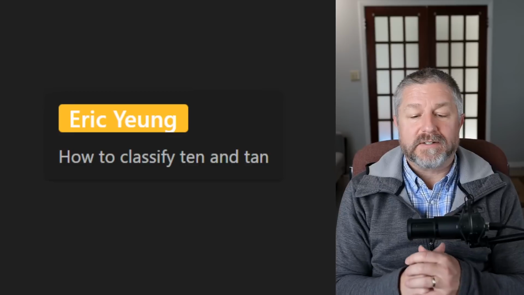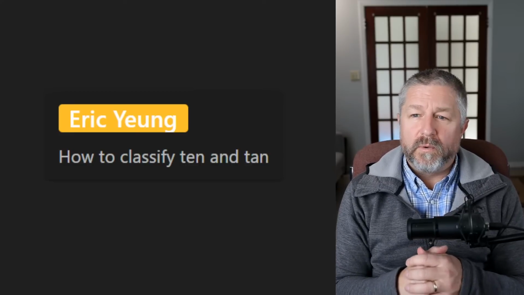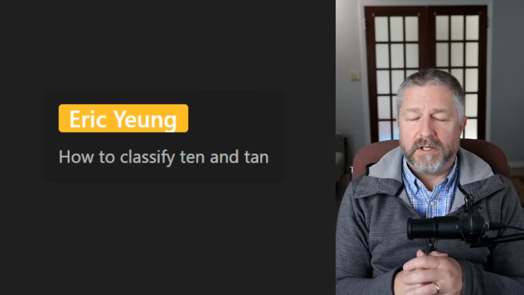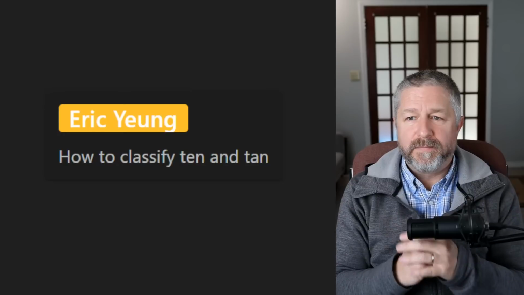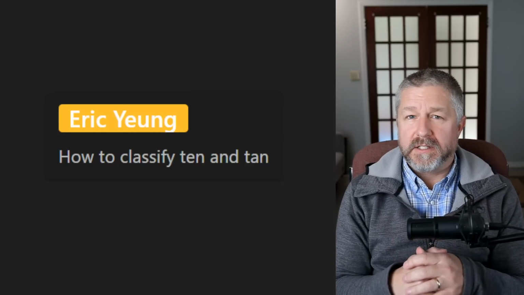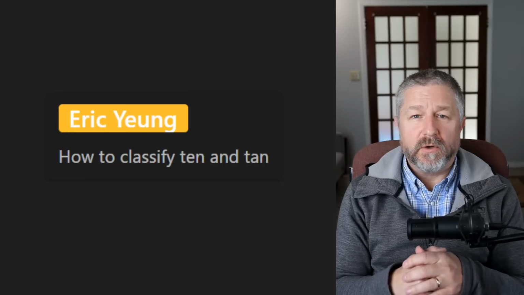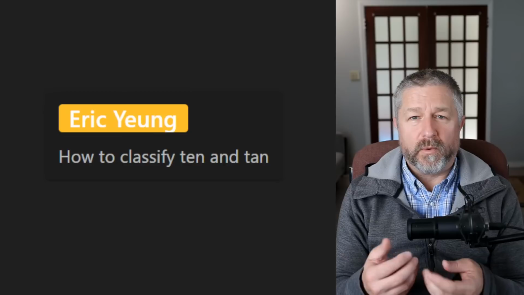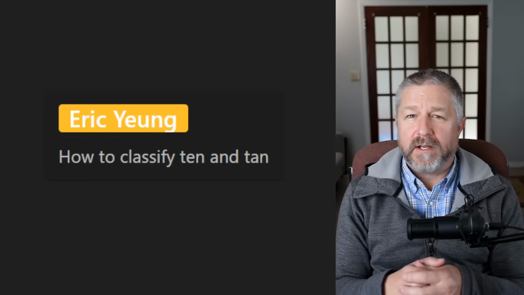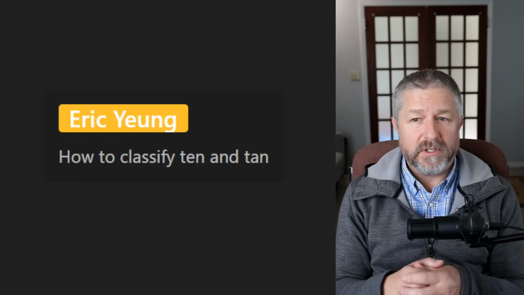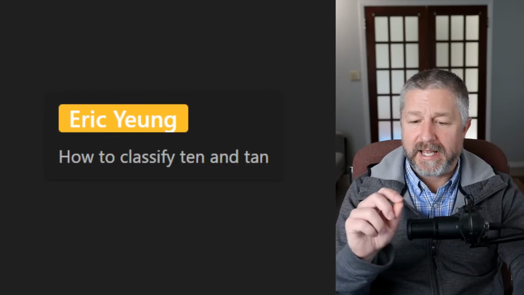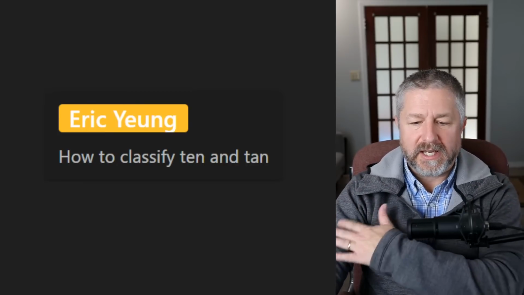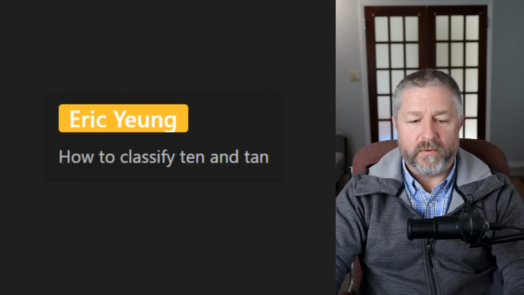Eric, how to classify 10 and tan. So when you count 1, 2, 3, 4, 5, 6, 7, 8, 9, 10, you know, I have 10 fingers. When I go outside in the sun in the summer, I have to be careful because I don't want to sunburn. I don't mind if I tan a little bit, but I don't want to sunburn. If you go outside for 10 days without suntan lotion, you might get a tan. Okay, so 10 is the number. Tan is when something like your skin darkens in the sun or for another reason.